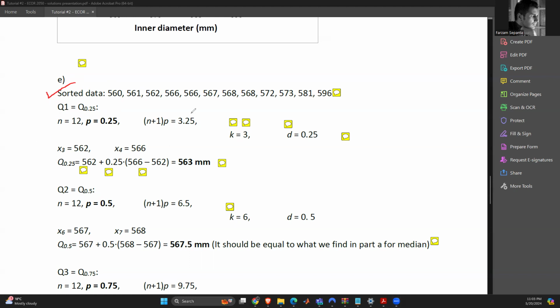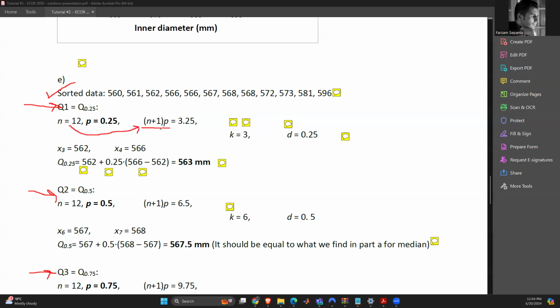We have a bunch of values and data sets here. The most important expression we have is this one, n plus 1 multiplied by p, equals 3.25. Now, what does it mean? We are solving for Q1, which is 0.25 here, and then Q3 is there, which is 0.75, and Q2 is here, right? So now you can see where everything is. And the most important expression we have here is n plus 1 multiplied by p, which equals 3.25. Now, the n, we have it, the number of data set, which is 12.